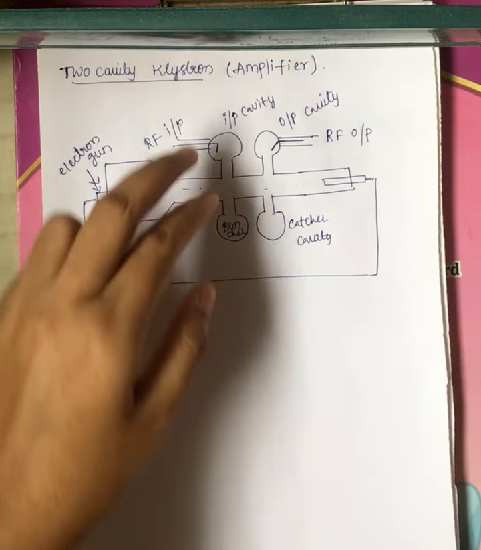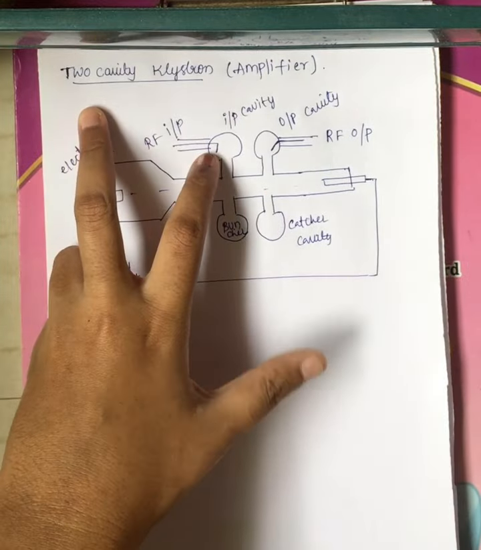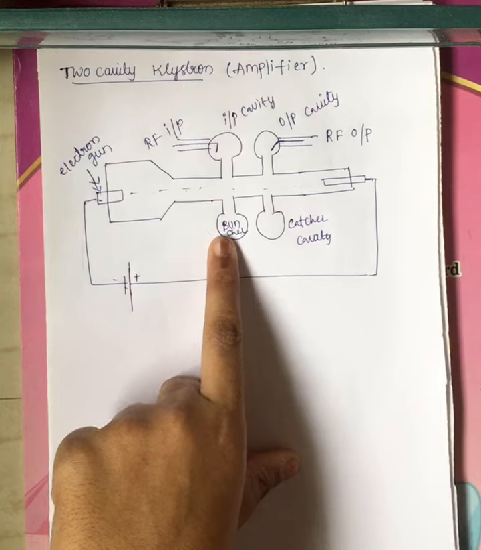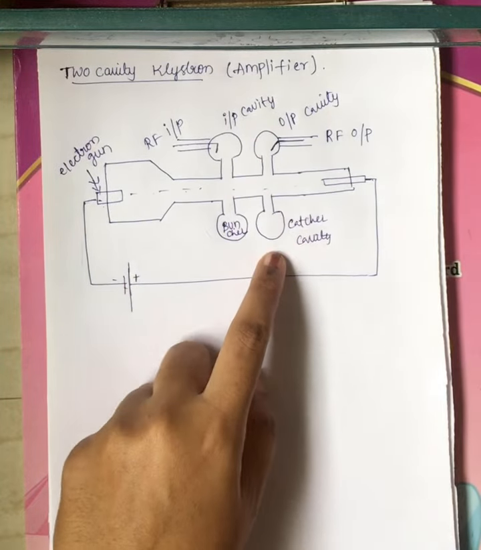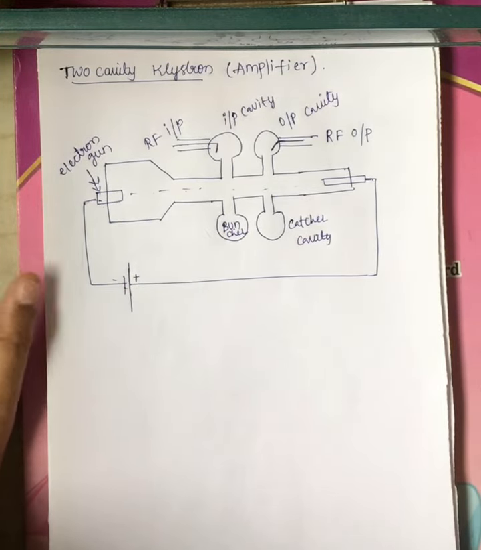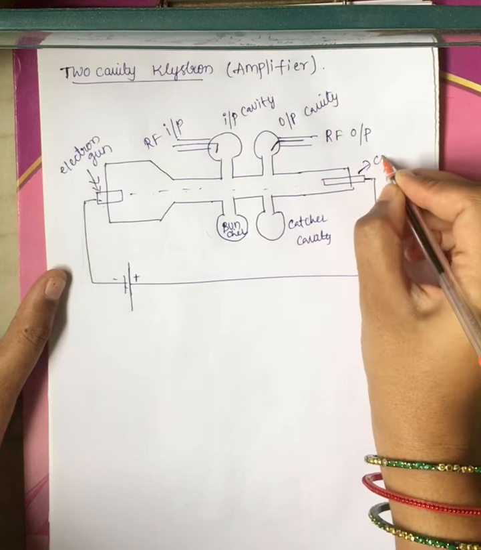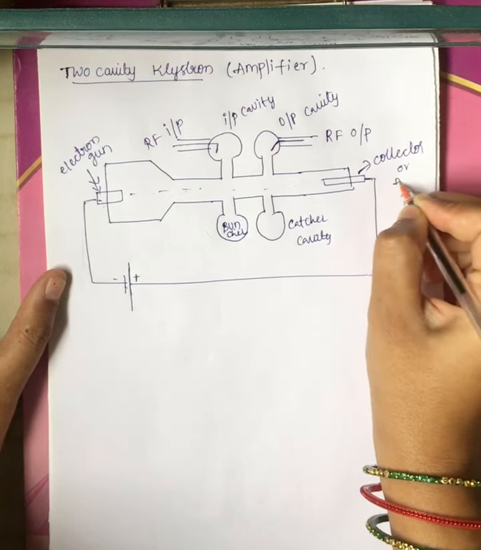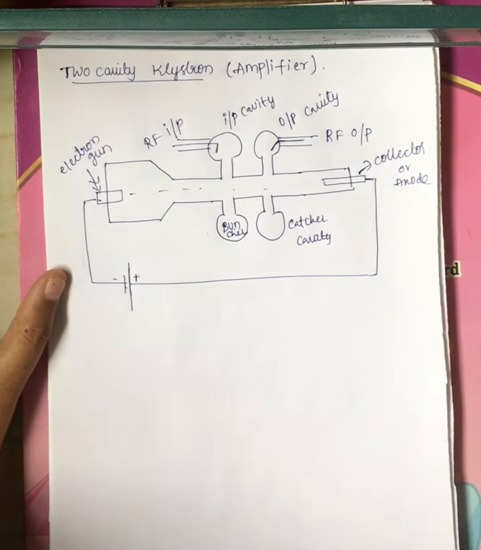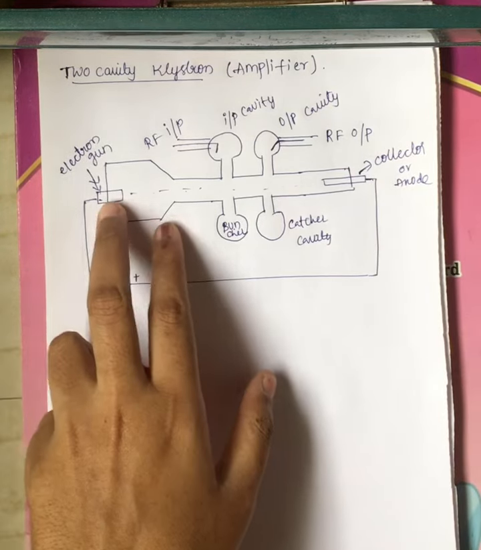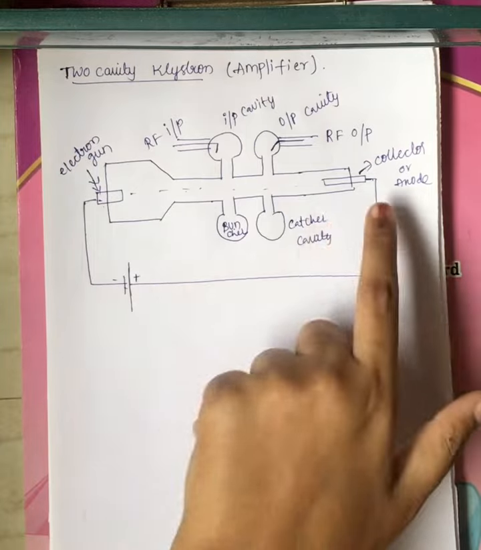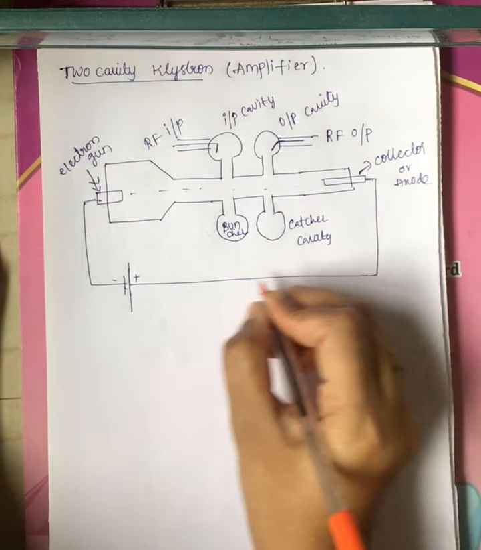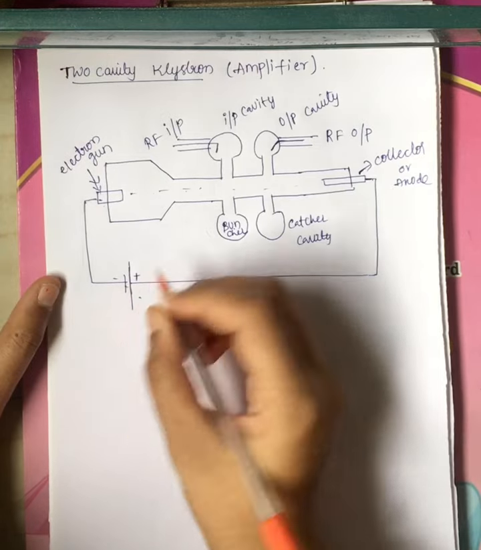Now you have two cavities, that's why it is called a two cavity klystron. One is the input cavity or buncher cavity, and another one is the output cavity or catcher cavity, right? Now this is your collector, nothing but your anode. The electron gun internally contains the cathode. The electron travels from cathode to anode along this tube. The collector is connected to the positive terminal of the battery.